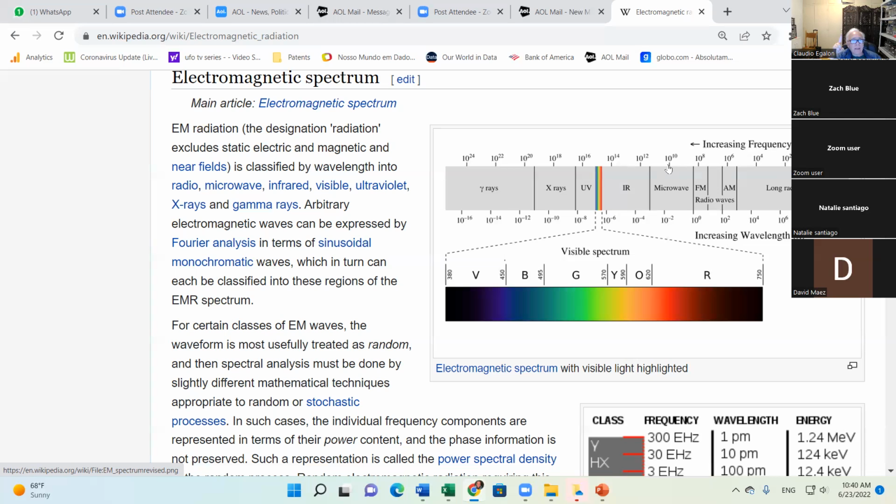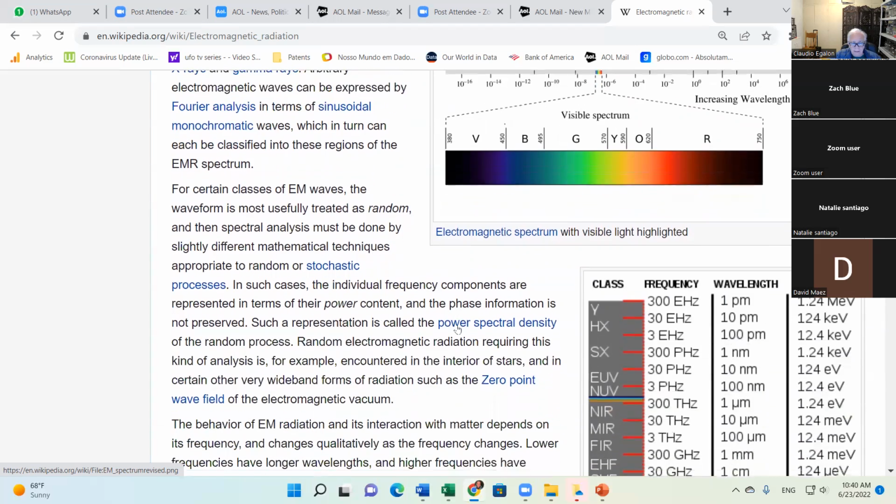10 to the third is 1,000. 10 to the 6 is 1,000,000. 10 to the 9 is 1 billion. So it's 10 billion hertz. And here are the respective wavelengths. Wavelengths vary from 10 to the 8 to 10 to the minus 16. Okay.